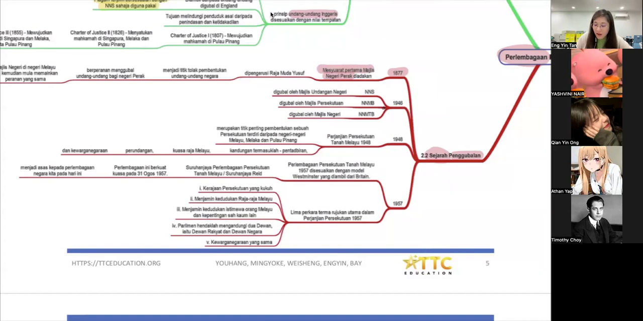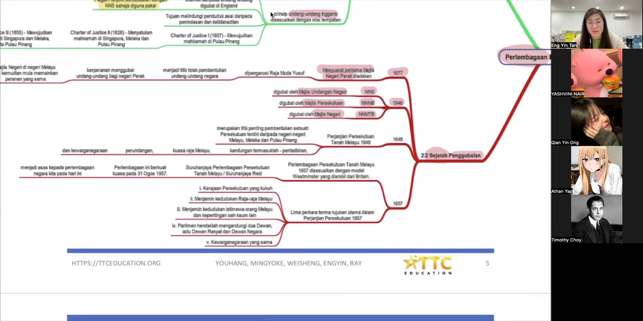Okay? Number 2 is 1946. 1946 is under British. That time is under British ma. Your British came back ma. So NNS, NNB, NMTV. So you see, masih Majlis Undangan Negeri, Majlis Persekutuan, Majlis Negeri. All this is the meeting group. You must always remember, we create the law by using all those Majlis meeting groups, just like today. How do we approve the law? How do we upgrade and change the law? Basically, we go through the parliament.